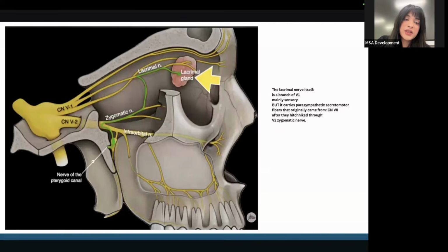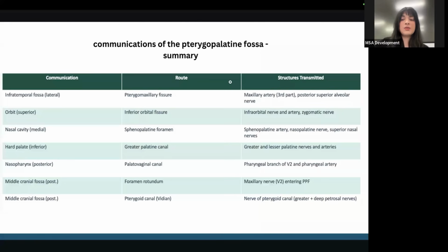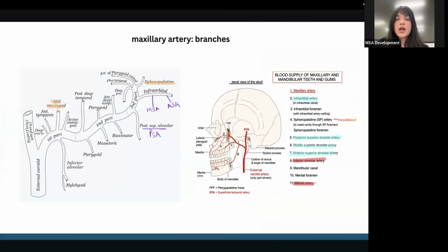So you have nerve of the pterygoid canal, and then you have the parasympathetics going up, hitchhiking the zygomatic nerve, and then hitchhiking the lacrimal nerve, and then going to lacrimal glands. This is just a summary you can read through on your own.